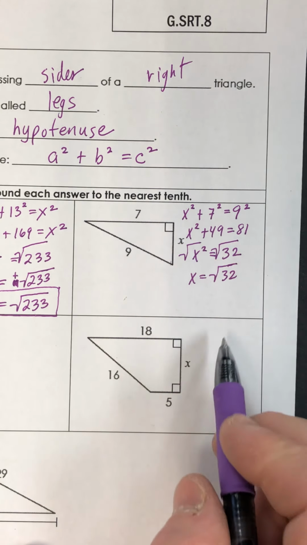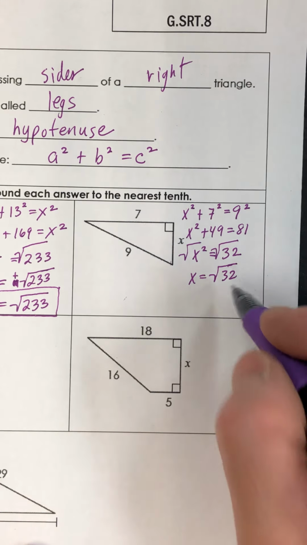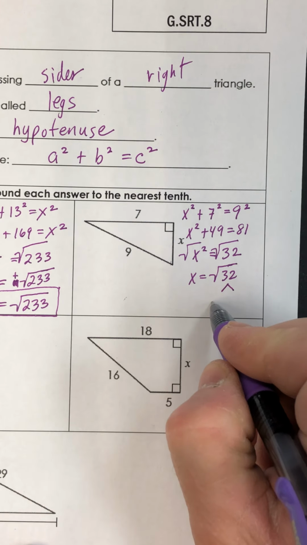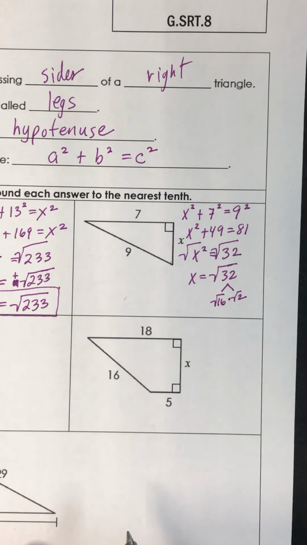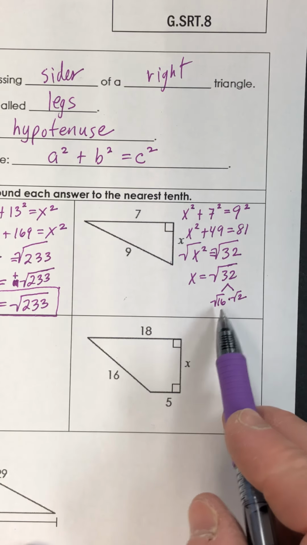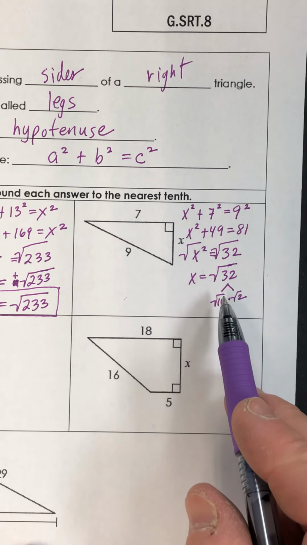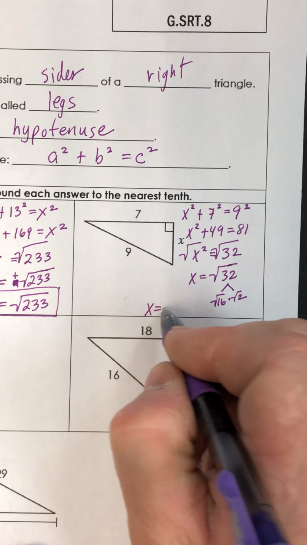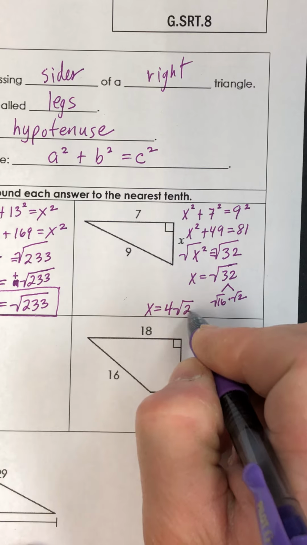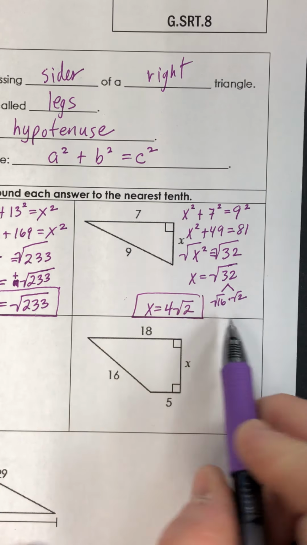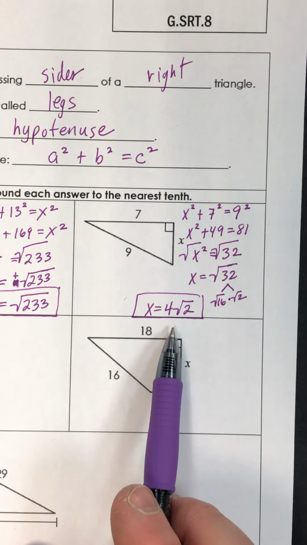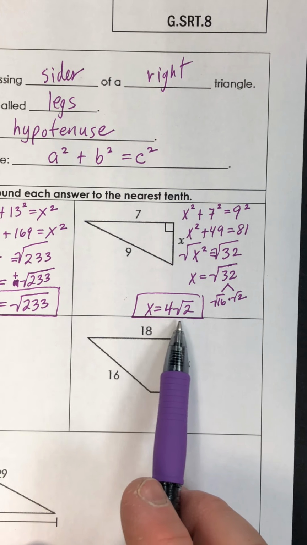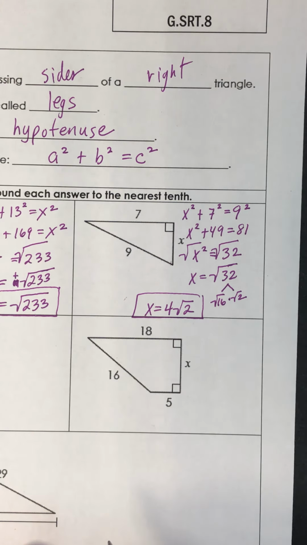Now this one does have a square number that divides into it. If you start checking it out, you'll see that 16 is the largest square number that divides into 32. So this is the square root of 16 times the square root of 2. And the square root of 16 is 4. So my answer then becomes 4 square root 2. 4 times the square root of 2. So we want to write it in this simplest form, unless it asks otherwise.